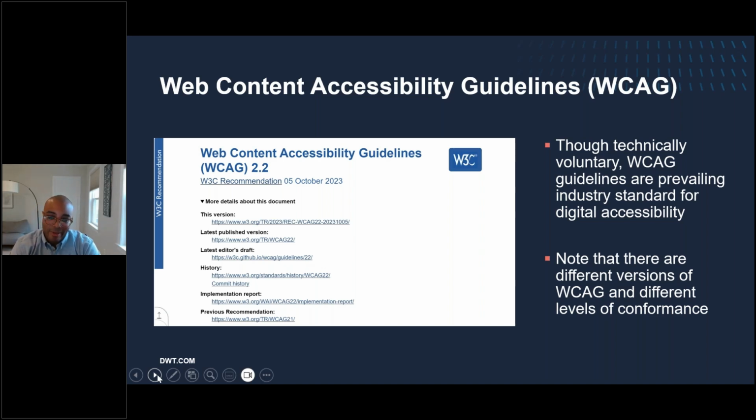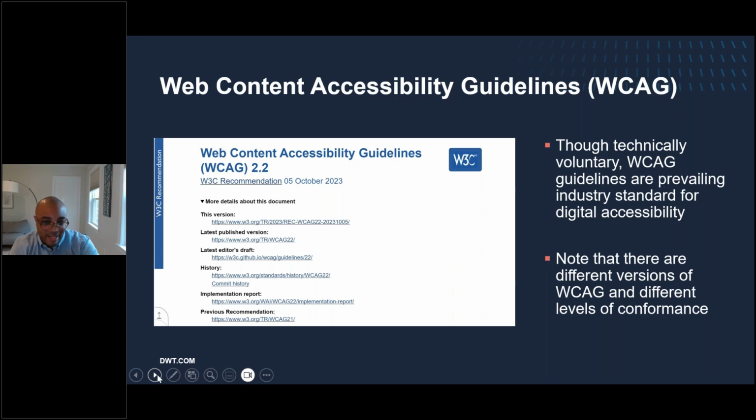Although they're voluntary, they've been broadly adopted by industry, courts, regulators, and in some cases actually incorporated into laws. So in many instances, they actually are not voluntary. They become de facto law by way of incorporation. But in any event, even if not incorporated, these are the gold standard when it comes to accessibility, particularly in the United States.